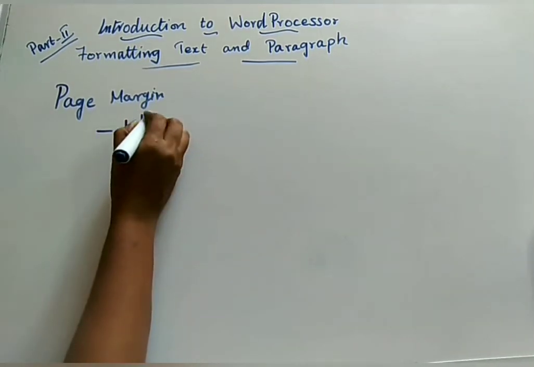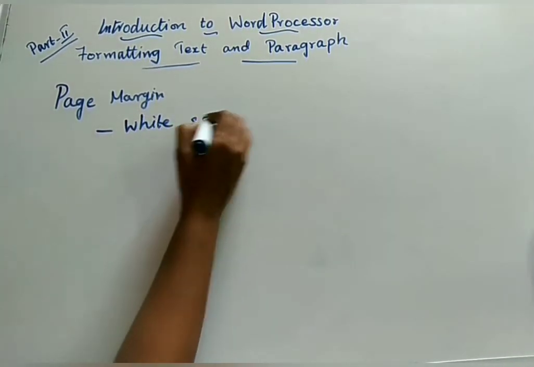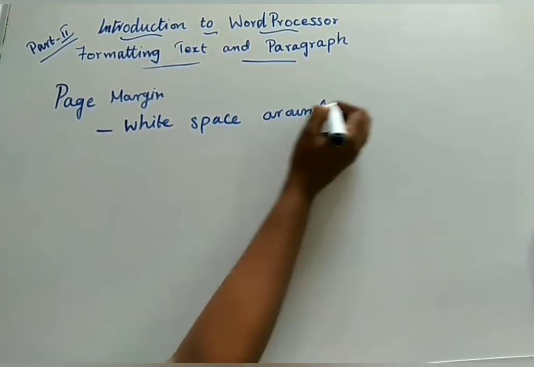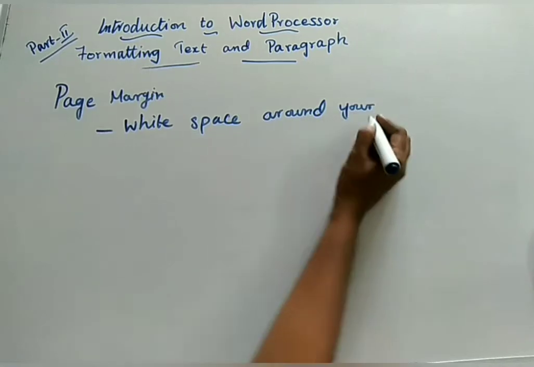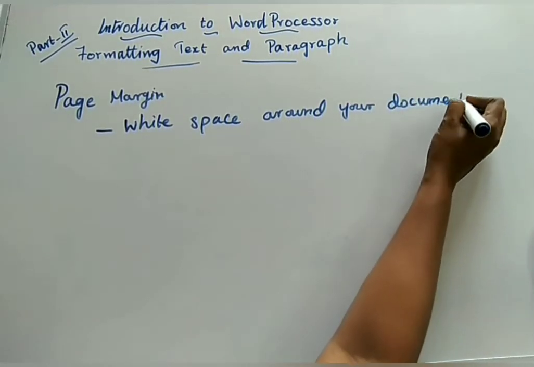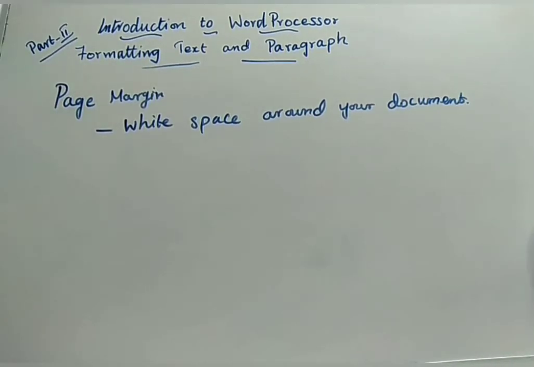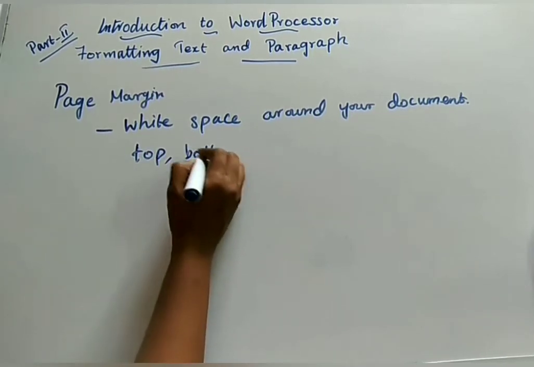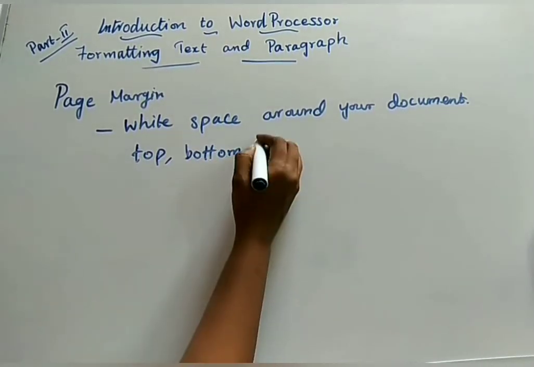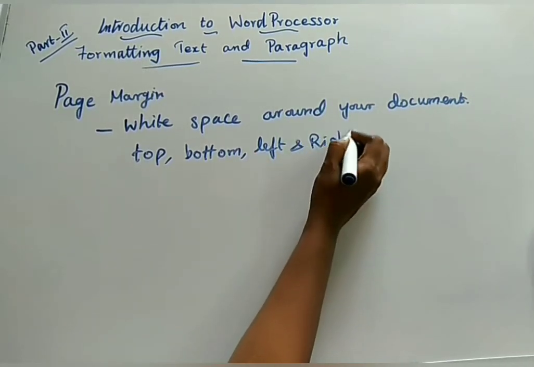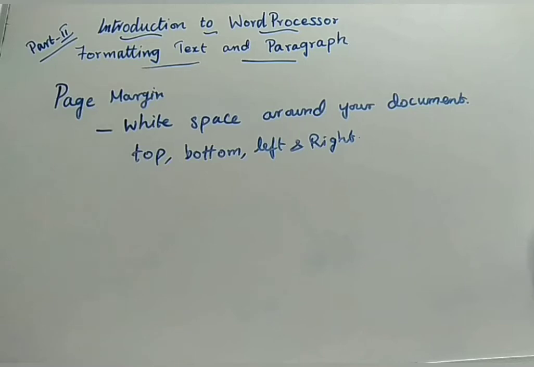Yes, it is a white space around your document. Okay, wow. So around your document means the space will be at which area? It will be at the top, bottom, left and right. Okay, wow. Yes, that is your page margin.